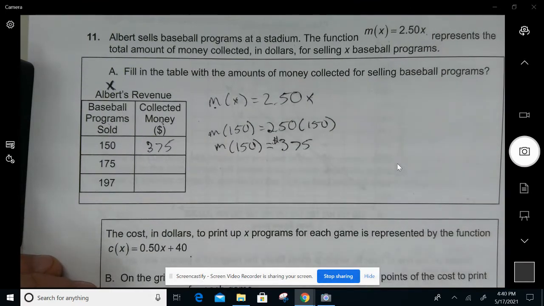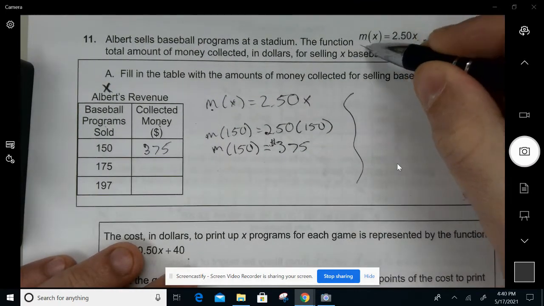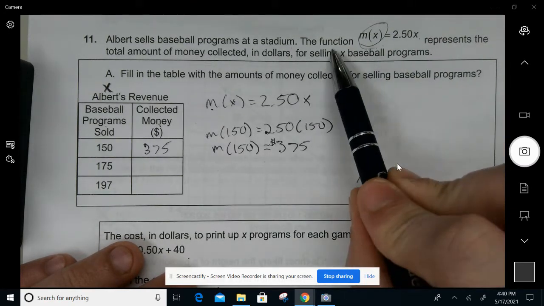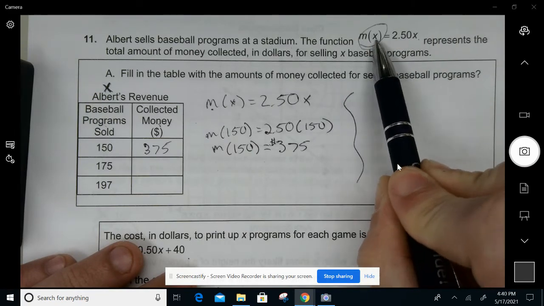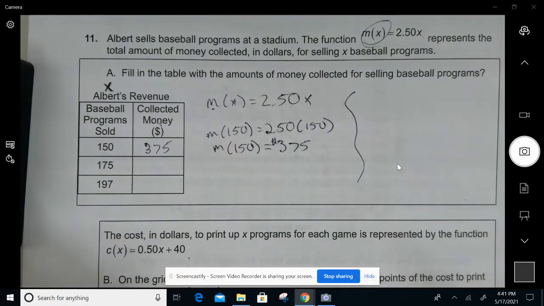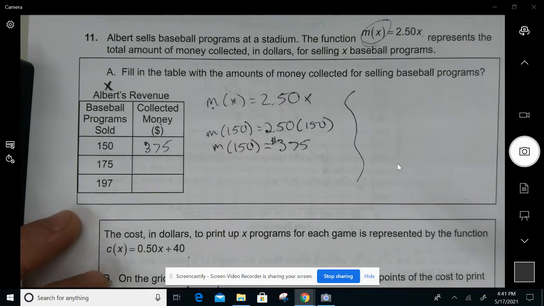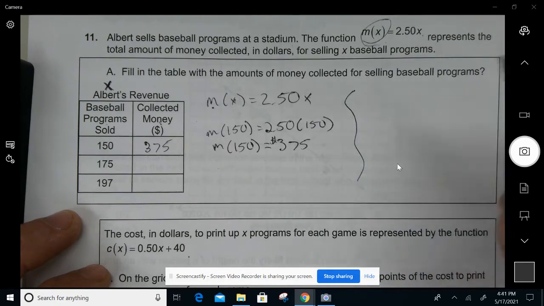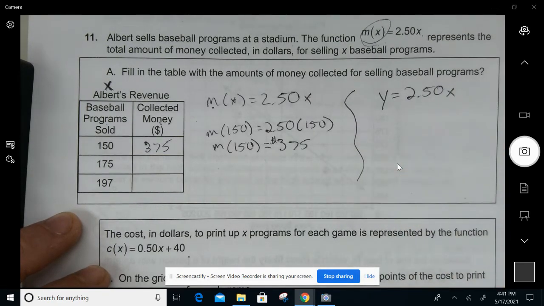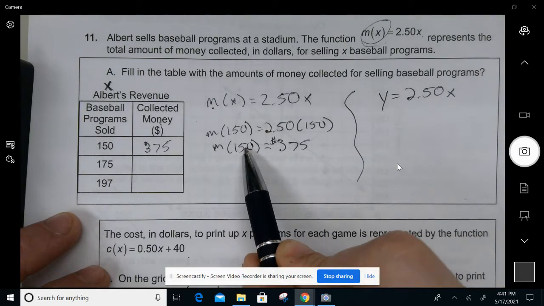I'm not going to plug it in for you, but I do want to show you, remember when we did functions and I said, if you see the word function and you see something like a letter and x, m of x, g of x, h of x, c of x is what it uses down here, you can just replace it with y. Just remember, this lays it out for you. This is my x, this is my y.